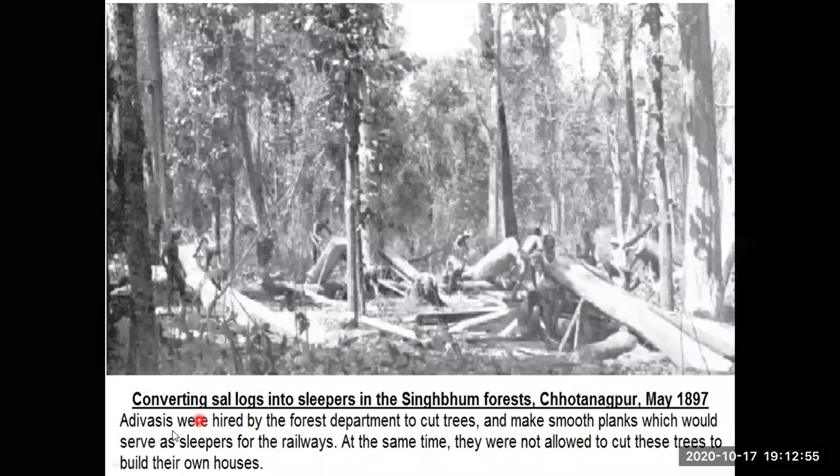Now you can see over here, converting Sal logs into sleepers in the Singhbhum forest in Chota Nagpur, May 1897. This is one of the images. You can see they are cutting down the trees and converting them into sleepers for laying down the railway track. Adivasis were hired by the forest department to cut trees. Adivasis are the people who live in and around the forest. So the Britishers used to hire those people and asked them to cut down the trees and make smooth planks which would serve as sleepers for the railways.